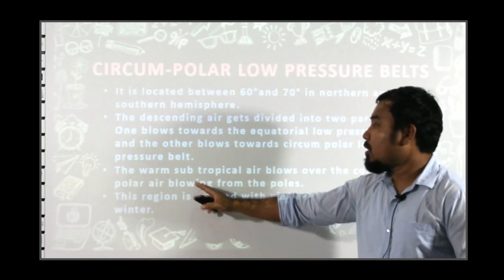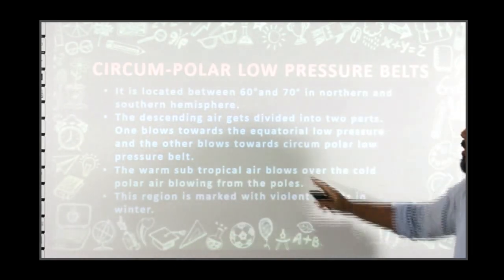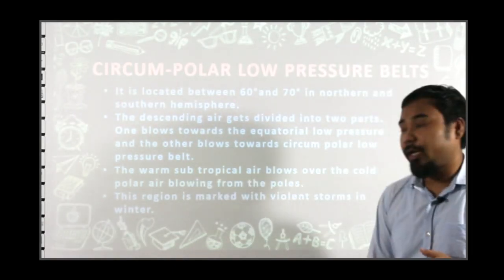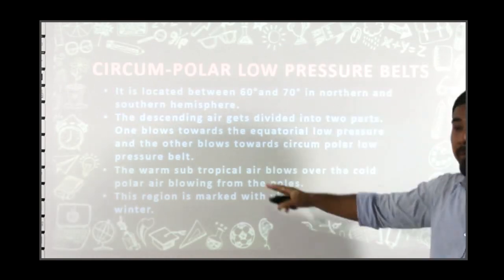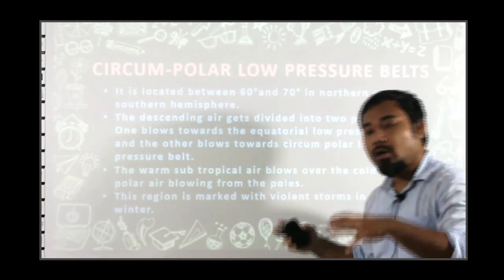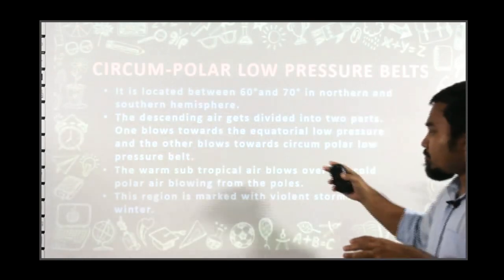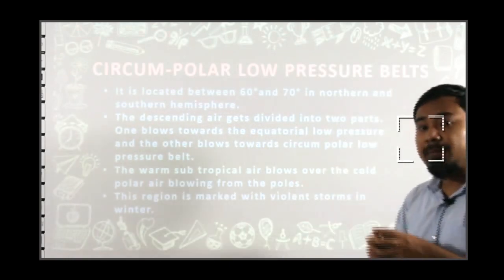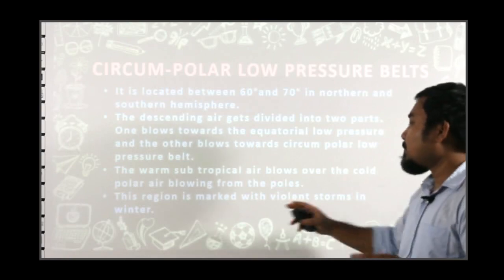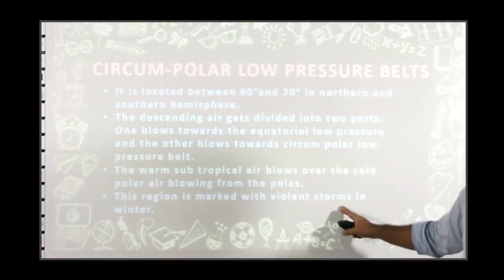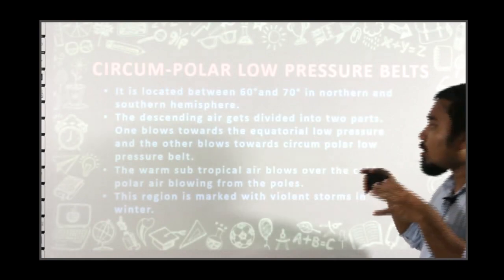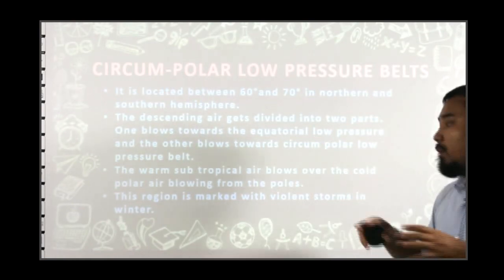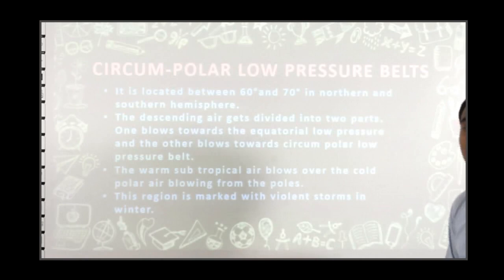Next point, the warm subtropical air blows over the cold polar air blowing from the poles, and this is the place where both the cold wind and the warm wind come and meet together, and this place has violent storms in winter. Here is the place where both the cold wind and the warm wind meet together in this circumpolar low pressure belt.